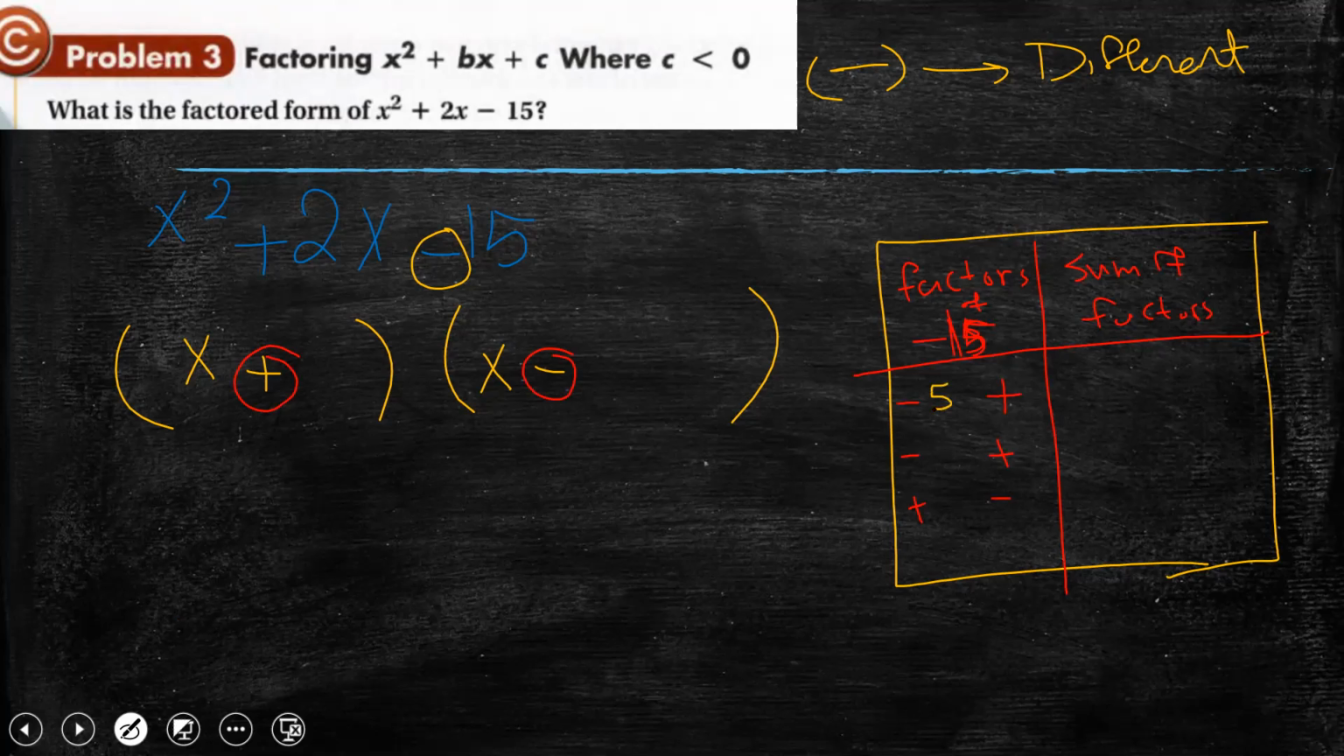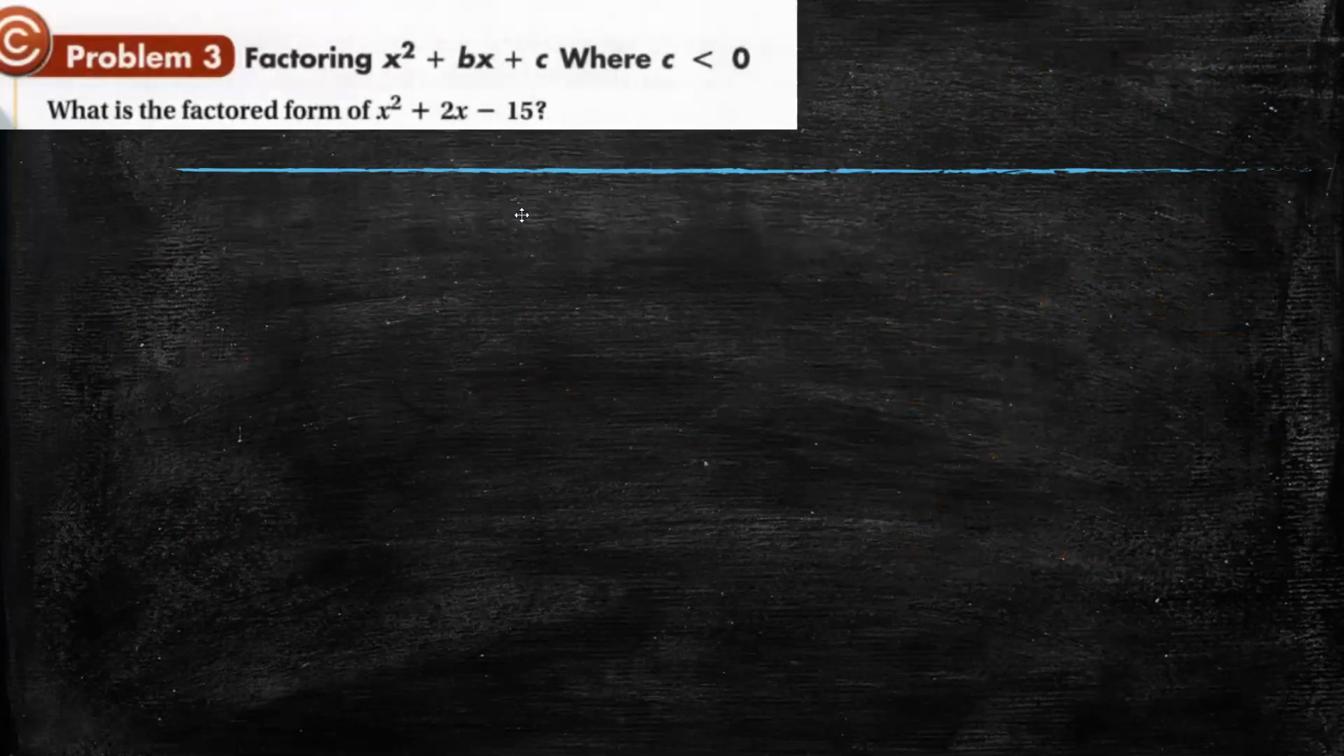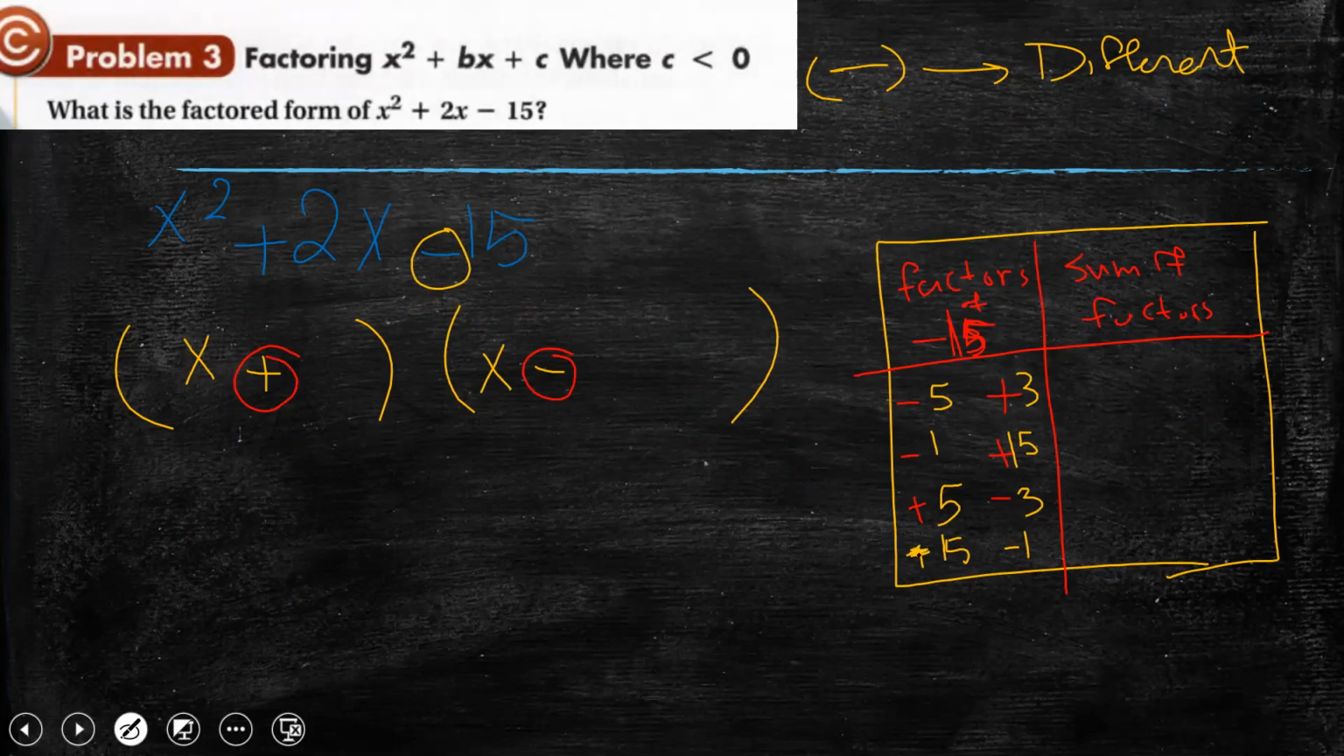Negative 1, positive 15. Negative 5, positive 3. Or negative 3, positive 5. Here you can't change them. What else? Negative 15, positive 1, and negative 1, positive 15. These are all the factors. Teacher, negative 15 is missing. Yes, thank you. Here we have negative, positive.